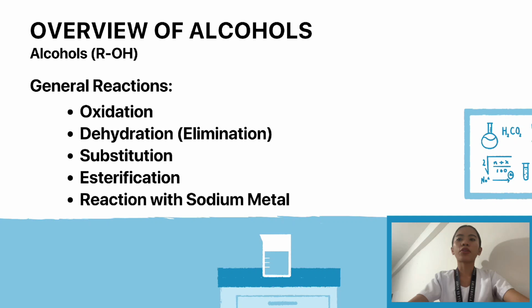So alcohols are highly versatile compounds that can participate in various chemical reactions, depending on the conditions and reagents used. In the next slides, we will explore the key reactions of alcohols, including oxidation, dehydration, substitution, esterification, and their reactions with sodium metal. Understanding these fundamental processes will help us predict how alcohols behave in different chemical environments.